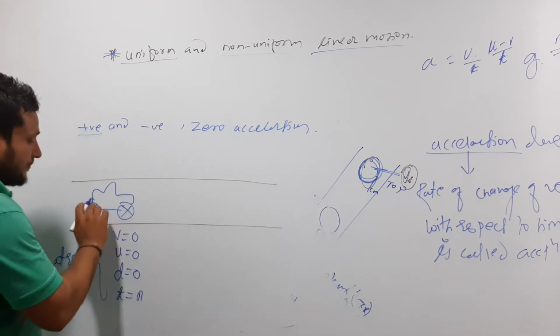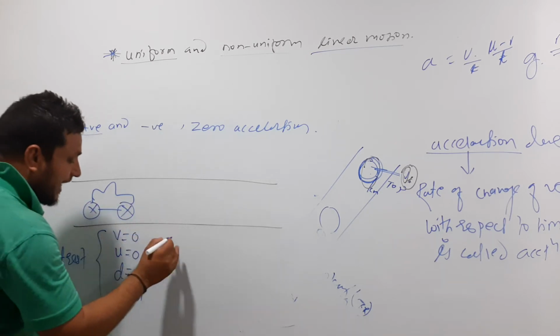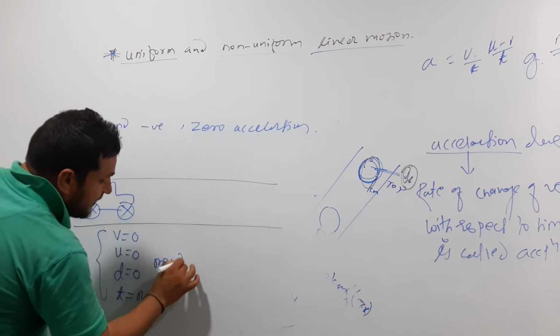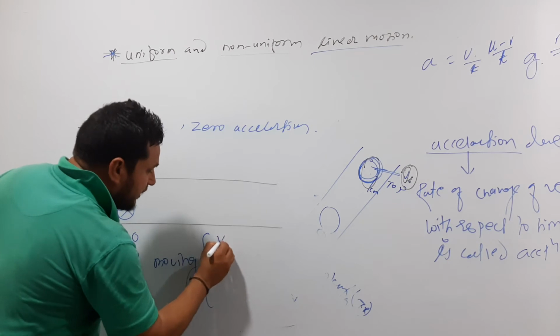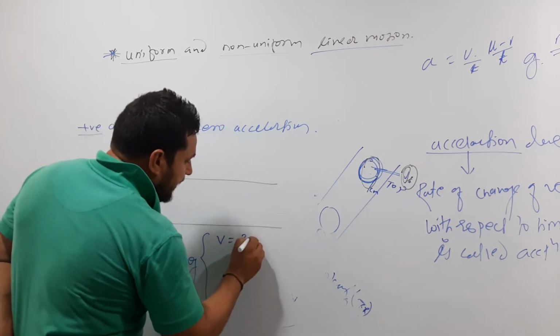Okay. But here suppose our car is moving. Our car is moving. Now at the moving time, suppose the velocity is what? 30 kilometer.